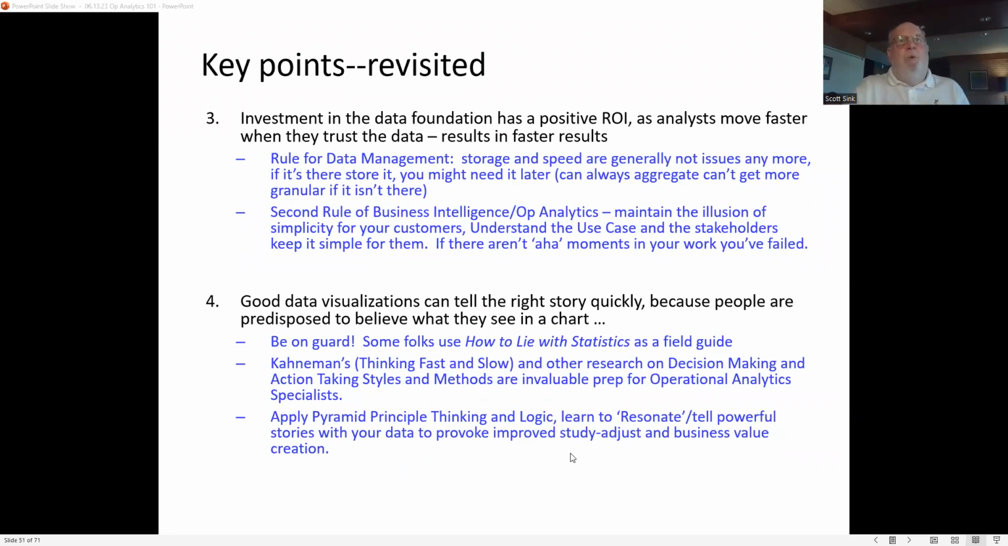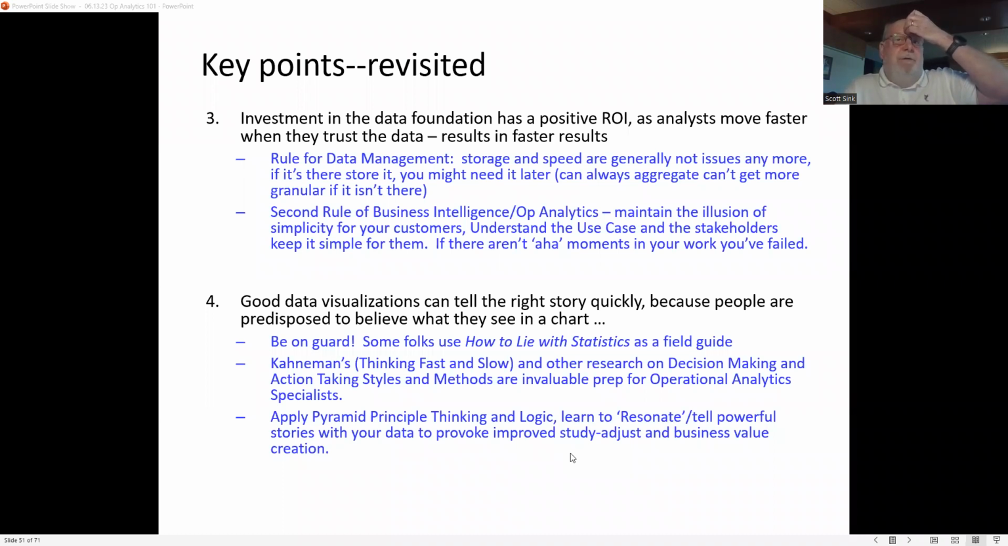So again, the 3rd point, as I mentioned, is positive ROI for investment in data foundations. The rules for data management today: storage and speed are generally not issues anymore. If it's there, store it, right? You might need it later. So when you configure an ERP system, get more data, make it as granular as you can get it, because you might need it. And it doesn't cost anything to store it.